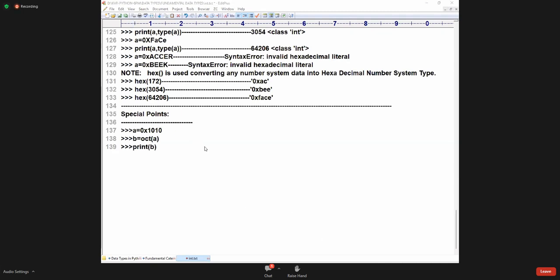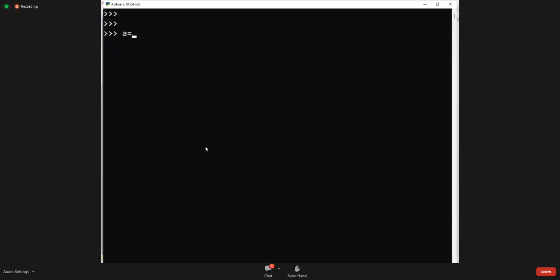Go to the place. Here A is equal to 0x1010. B is equal to oct of A. Print of B comma type of B. What is the answer now? What is this? Okay. So I went to a different one. So it is called 0B. I went to hexa. That is the danger.